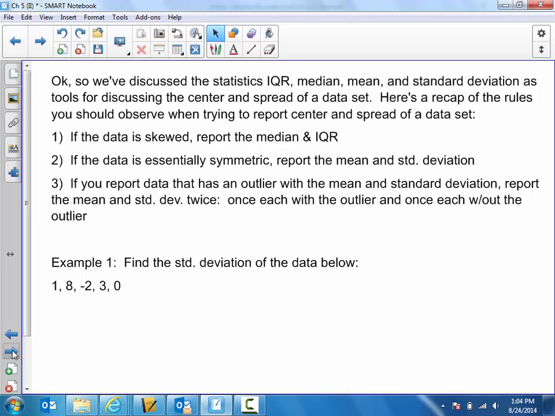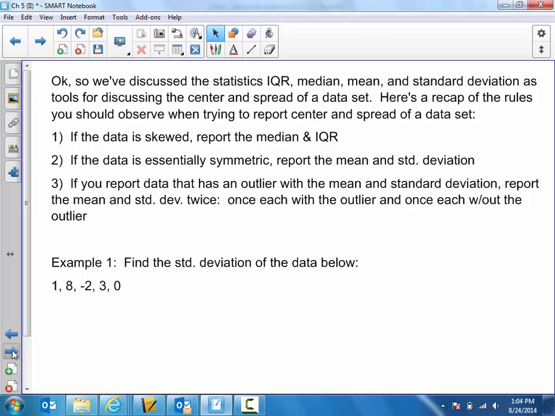Okay, so we've discussed the statistics: IQR, the interquartile range, the median, the mean, the standard deviation, all as tools for discussing the center and spread of a data set. Here's a recap of the rules you should observe when trying to report center and spread of a data set. If the data is skewed left or right, you report the median and the IQR as part of the 5-number summary. Well, the IQR is not part of the 5-number summary, but it's derived from it. So for skewed histograms, the 5-number summary with IQR is the way to go.